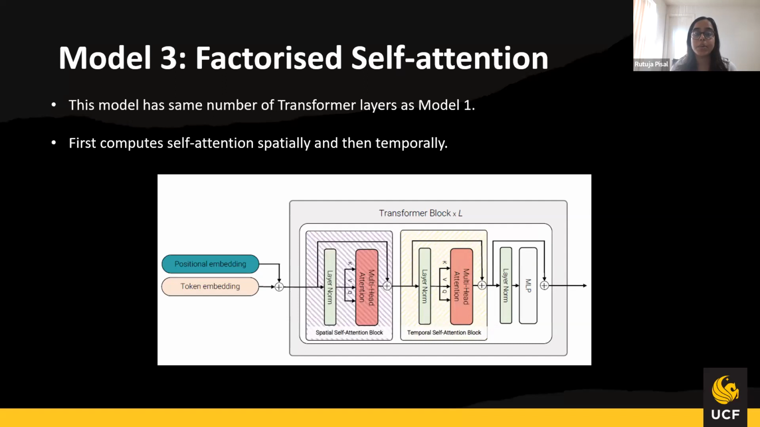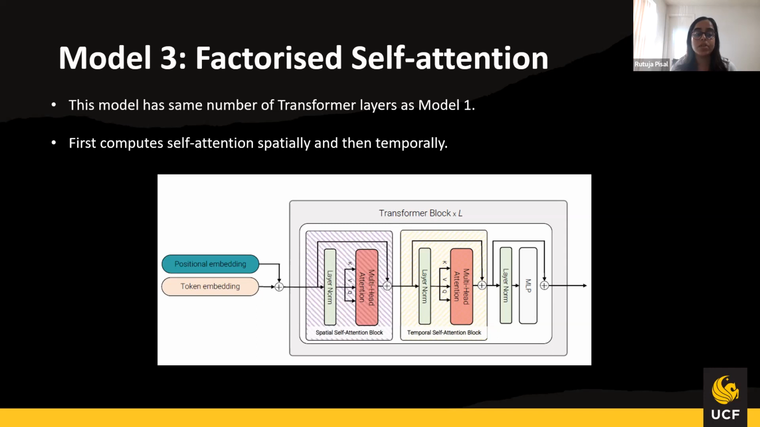The third model that the authors proposed was factorized self-attention. Now in this model, they just used one encoder. But as we can see from the figure, inside one encoder, they use two self-attention blocks. One is the spatial self-attention block, and the second one is the temporal self-attention block. This model has the same number of transformer layers as model 1, since there is just one encoder as it was in model 1, but its complexity is the same as model 2 since everything again is not interacting with everything directly.